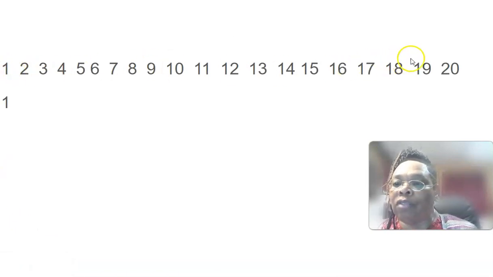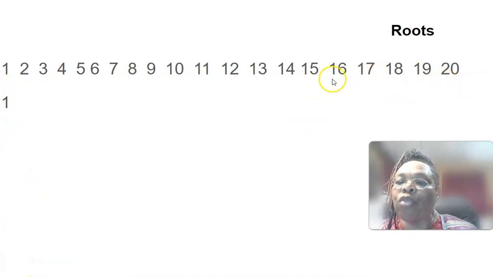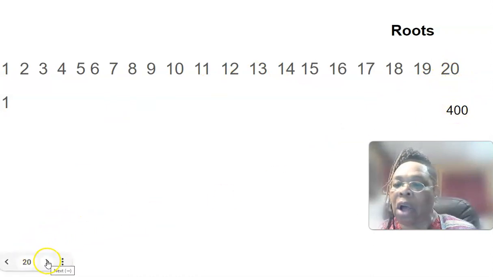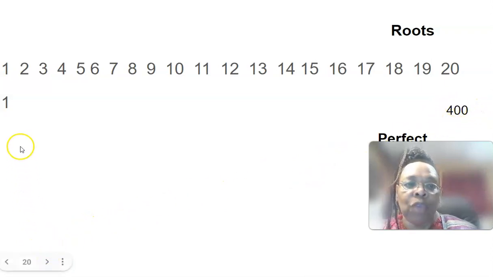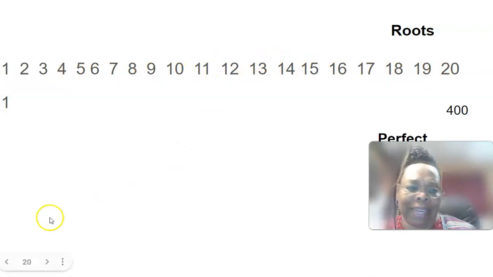Numbering from 1 to 20. 1 times 1 is 1. These are called the roots. 20 times 20 is 400, and these are called the perfect squares. So you need to learn the perfect squares from 1 all the way to 20. At least up to 12 you should know by now.